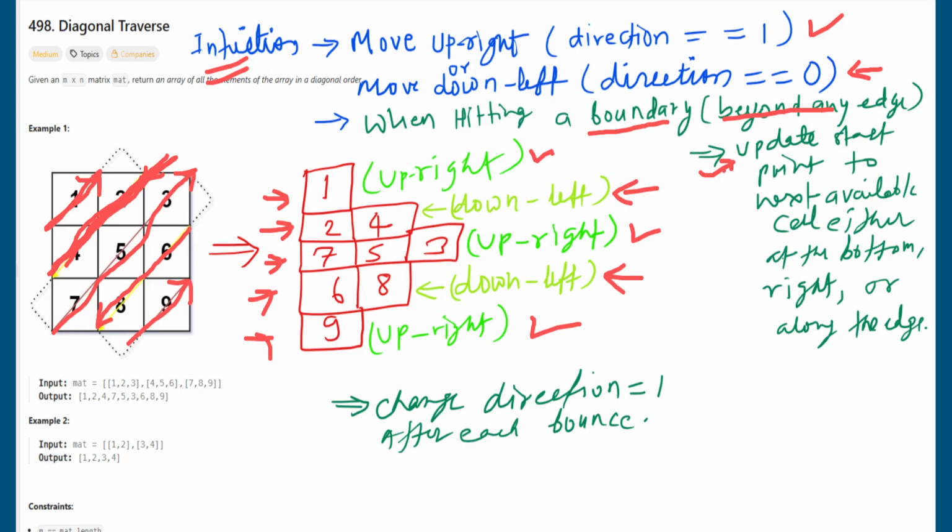Let's suppose we update the start and point to the next available cell, either at the bottom, or to the right, or along the edge. It means we want to set the start position. If we start the position here, we check whether it is pointing to the next available cell or not. Do we have a next cell? We don't have a next cell here. So what is the next cell? It could be either the right side or the bottom side.